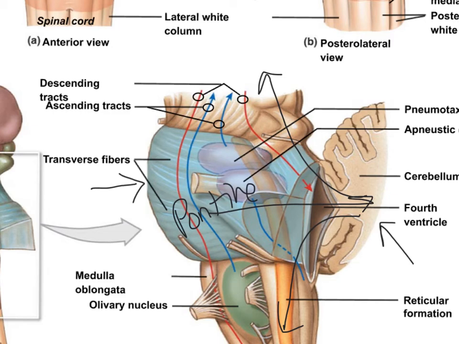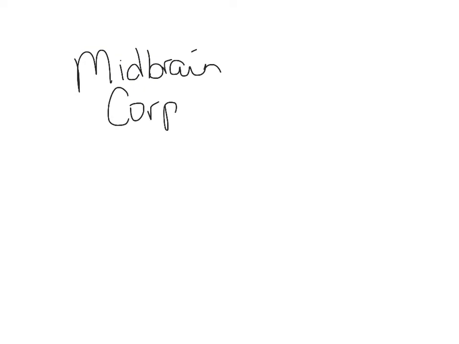The midbrain is going to sit right above the pons, and the midbrain has an area that's called the corpora quadrigemina. Corpora quadrigemina. Okay, so this is the midbrain. Corpora means body, quadrigemina.